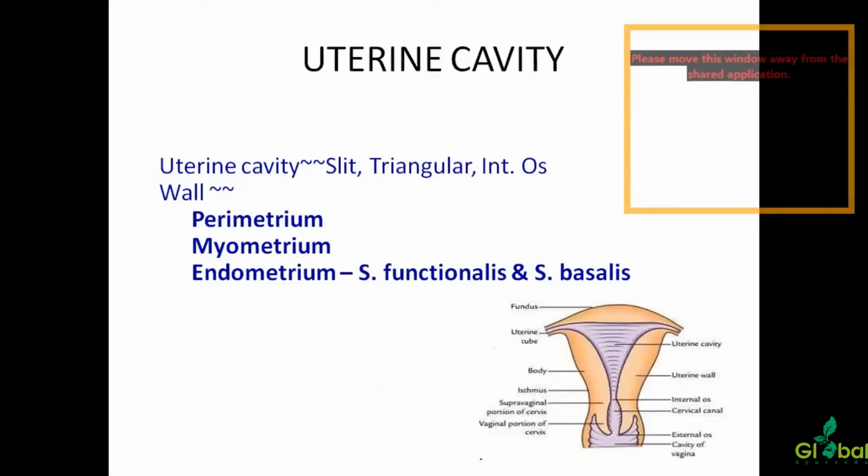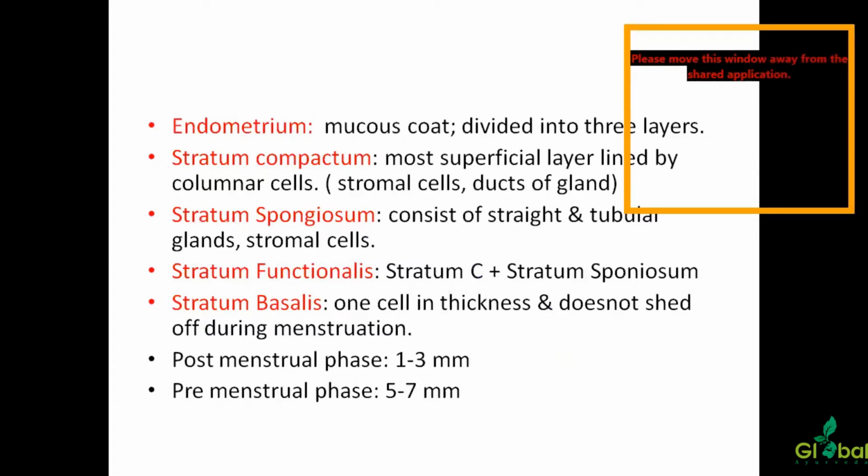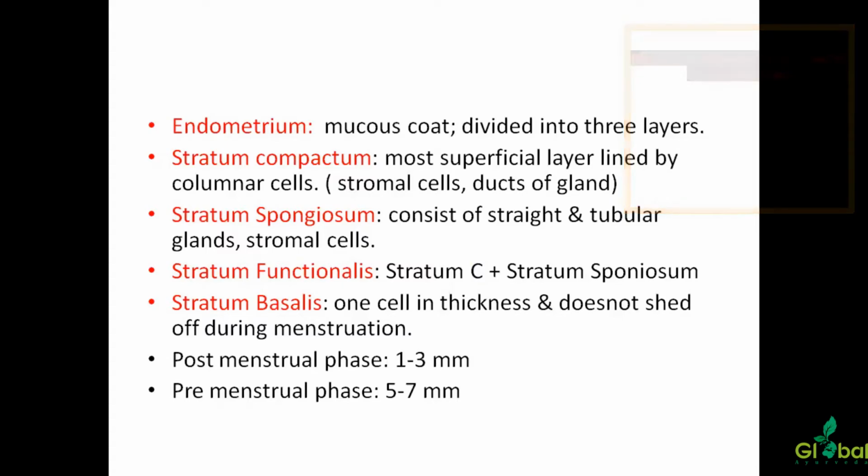Then the uterine cavity. The uterine cavity is a triangular slit-like space, and the uterine wall consists of mainly perimetrium, myometrium, and endometrium. Then the endometrium, we know it is a mucous membrane and it is again divided into three: stratum compactum, stratum spongiosum, and stratum basalis. Stratum functionalis is nothing but the combination of stratum compactum and spongiosum together as stratum functionalis.